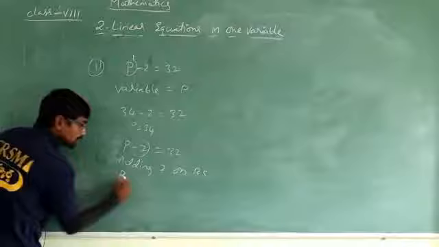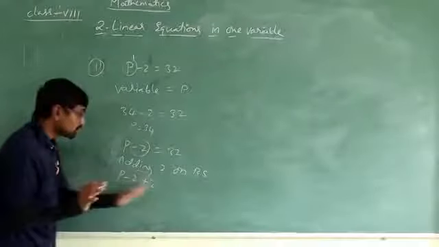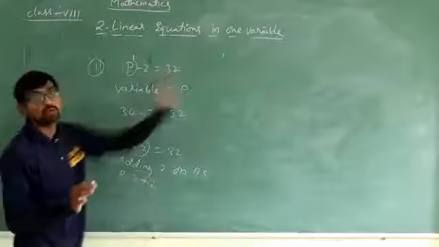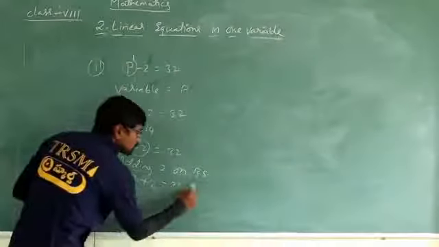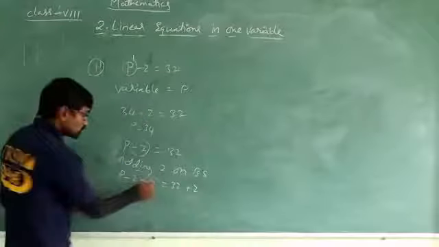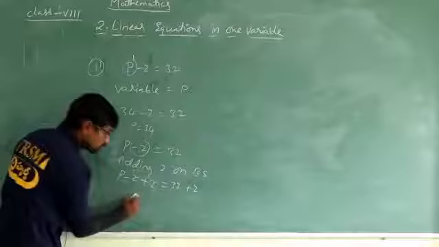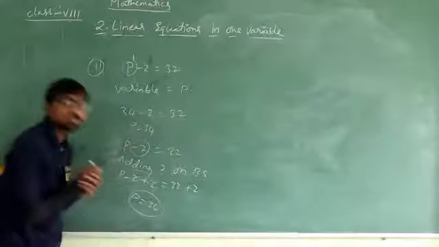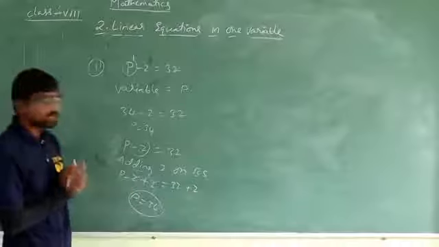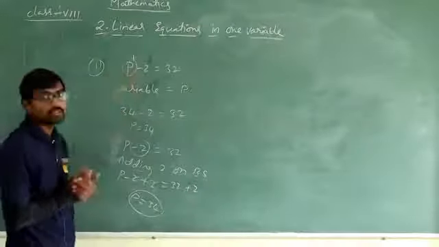So p minus 2, if I add plus 2, this whole thing will become 0. If you add plus 2 here, then you have to add it on the right-hand side also. That is equal to 32 plus 2. Plus 2 minus 2 will become 0. Therefore, the p value is 32 plus 2, 34. This is the normal solution for how you can find the value of a variable. So this is about the addition and subtraction symbols.